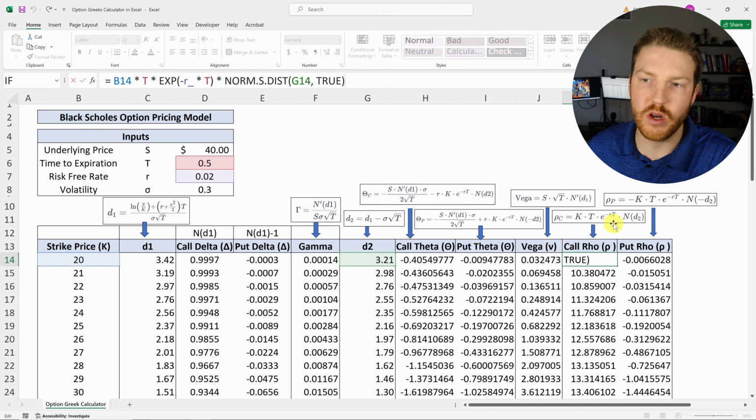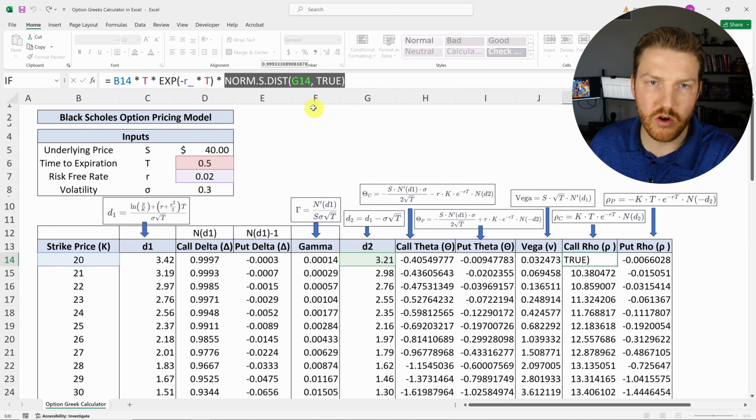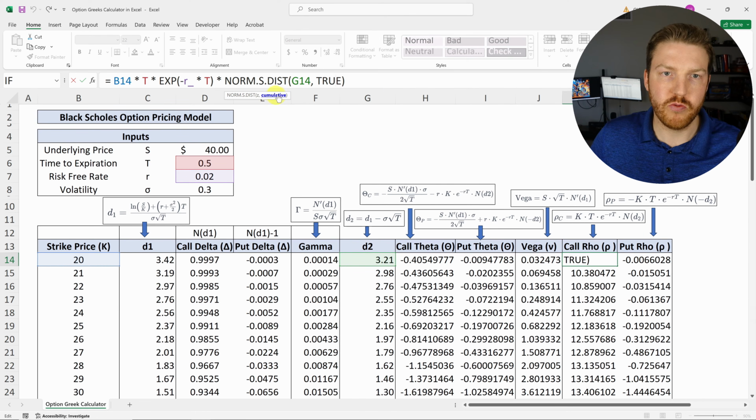So in Excel for e, we can use this exp function, which just assumes that we're discounting this strike price by the continuous compounding of interest, and then we multiply it by N(d2), which you can see represented right here, and we're going to put true for cumulative.